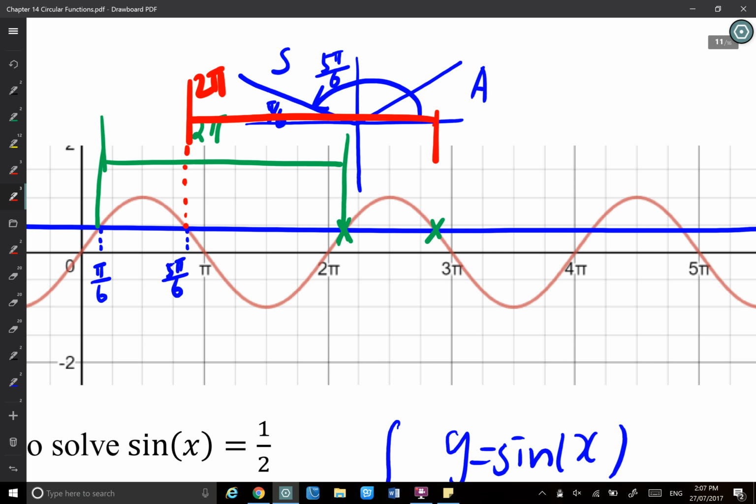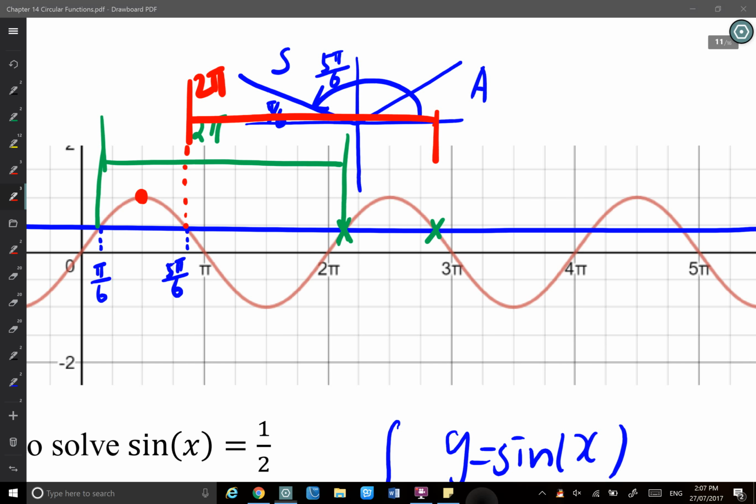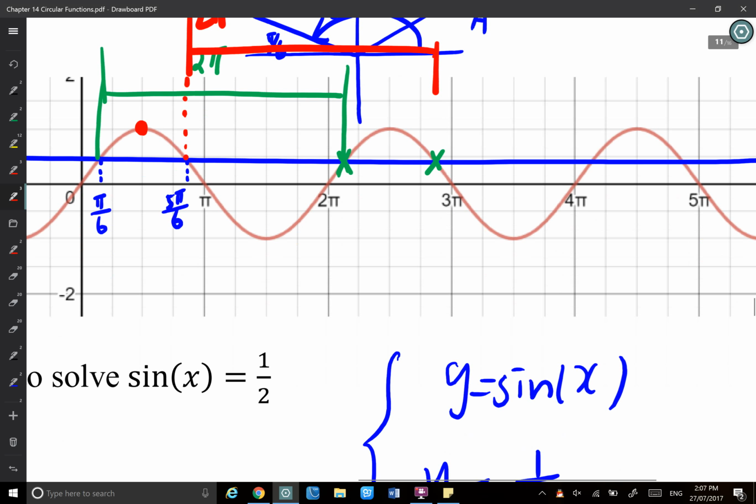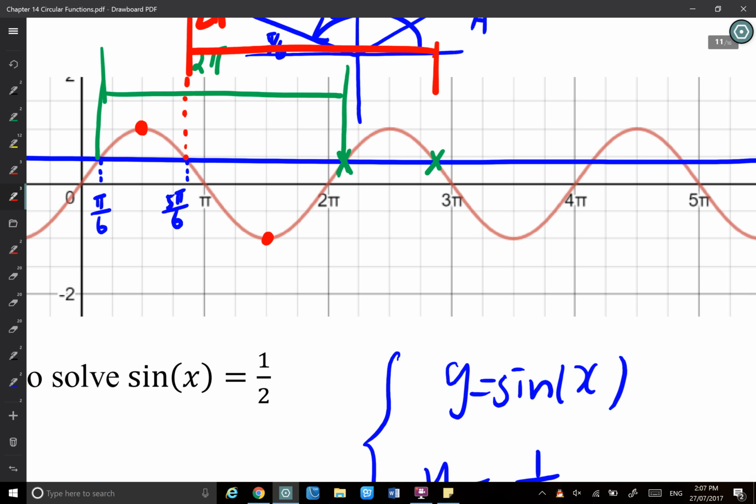In the first period, if you draw a line y equals to 1, how many points of intersection are there? Only 1, only this point. When you sketch y equals to negative 1, in the first period, how many points of intersection are there? 1 again, this bottom point here. So you always have 1 point of intersection for the extreme values in each period.